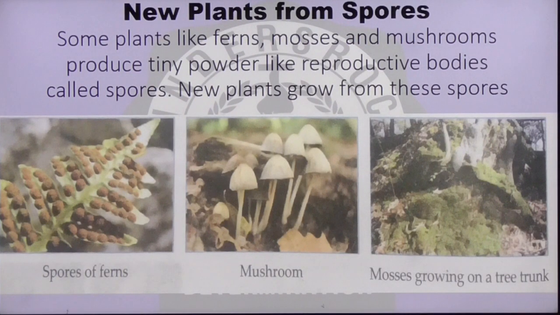Now let us look at new plants from spores. Some plants like ferns, mosses and mushrooms produce tiny powder-like reproductive bodies called spores. Let me repeat that. Some plants like ferns, mosses and mushrooms produce tiny powder-like reproductive bodies called spores. New plants grow from these spores. Examples are spores of ferns, as we have seen, and then mushrooms and mosses growing on a tree trunk.